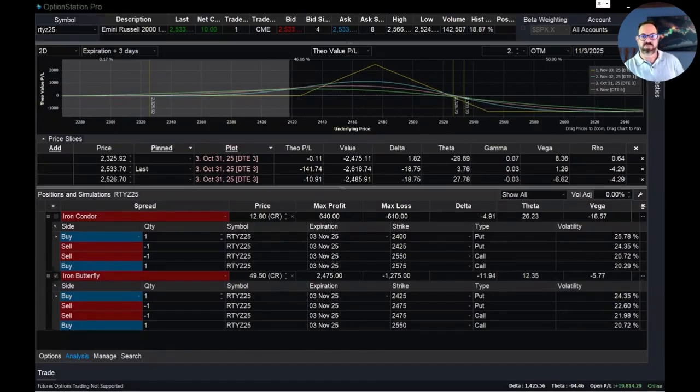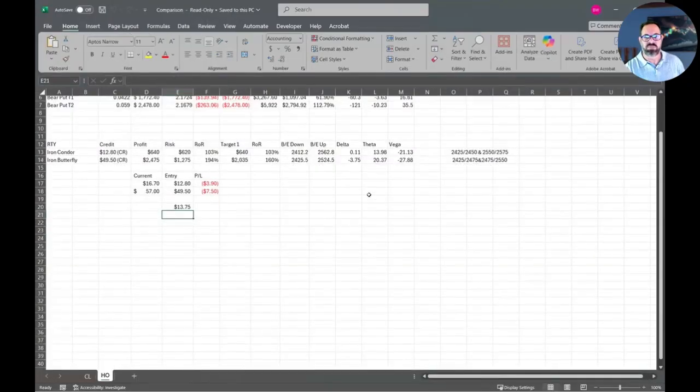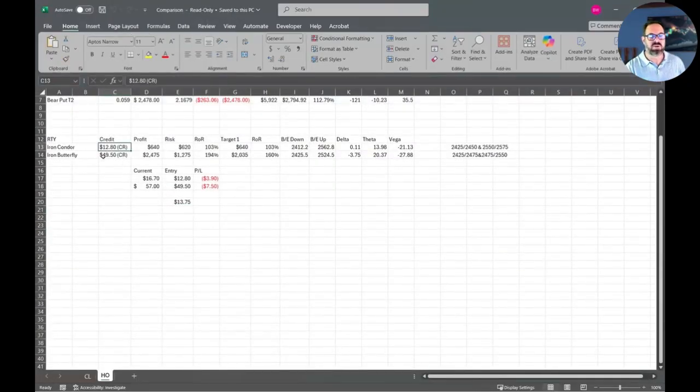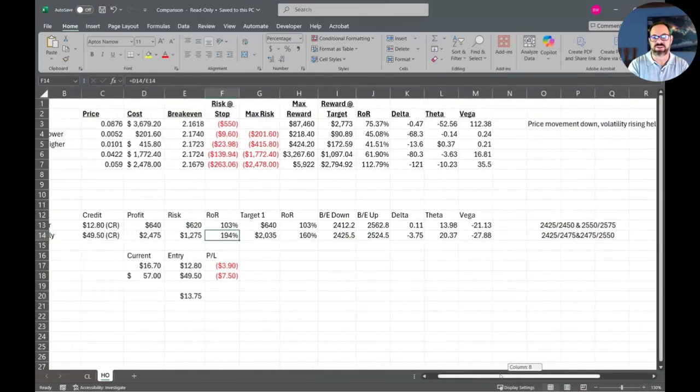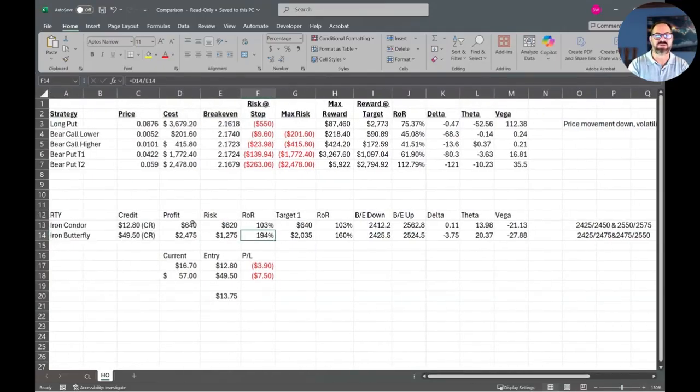There we can compare the two, 640, 610. And let's see, where's my spreadsheet? There it is, my comparison I put together for these two. There's the iron condor and the iron butterfly. Again, you can see the profit and the amount of risk on the two. Rate of return is actually much higher on the iron butterfly. My rate of return is 194%. Again, the likelihood of that, though, is lower because that's only if we get our max profit. And basically what I was looking at, I had set some targets for where I expected prices to move to because I was slightly bearish.